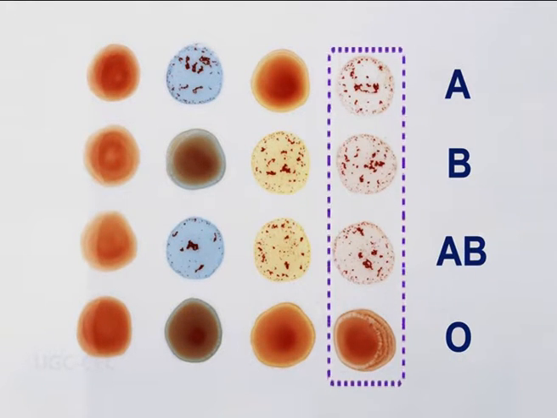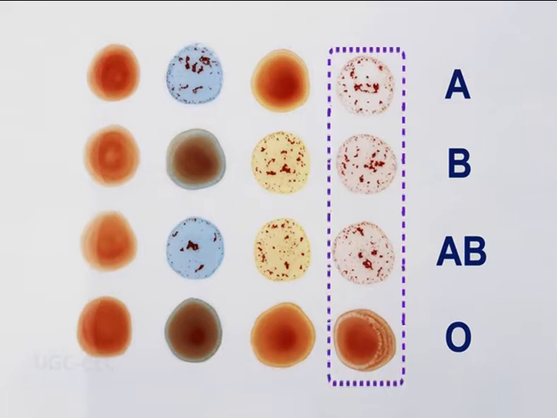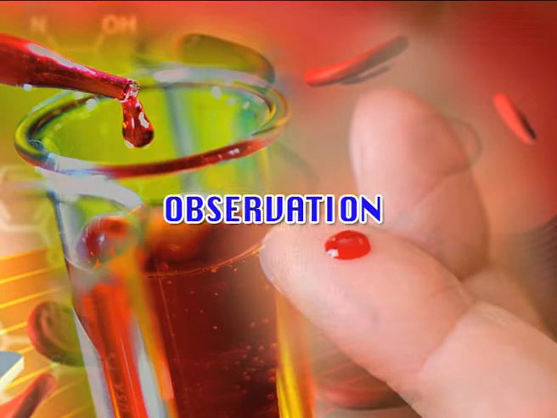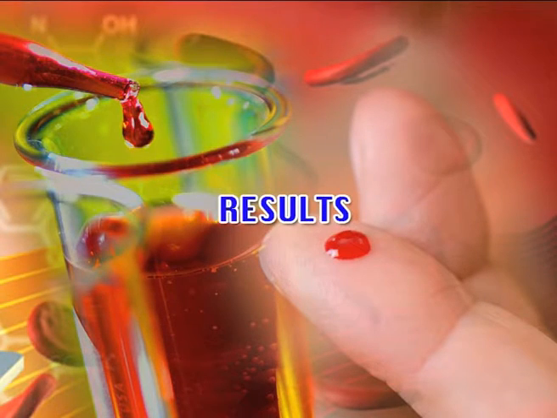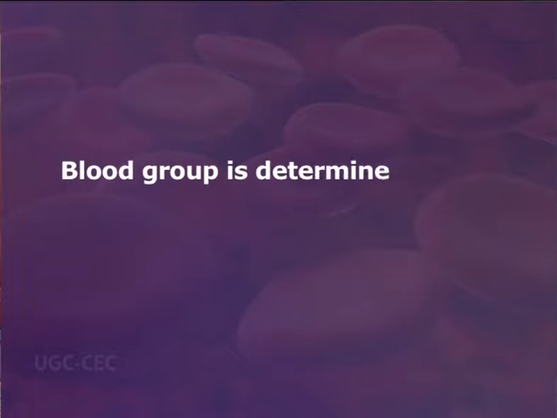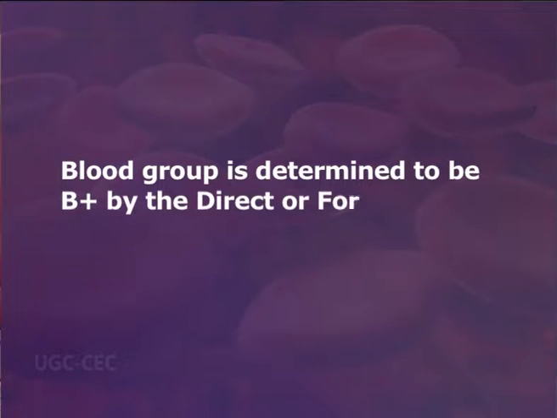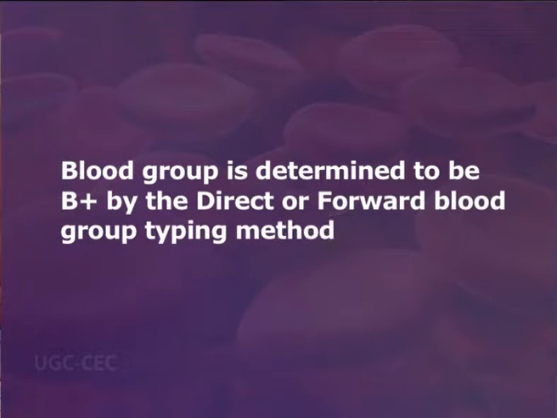If agglutination occurs on side D, then the individual has blood type positive for the respective blood group, and if no agglutination occurs on side D, then the individual has blood type negative for the respective blood group. Observation: agglutination occurs on side B and D. Results: the blood group is determined to be B positive by the direct or forward blood group typing method.